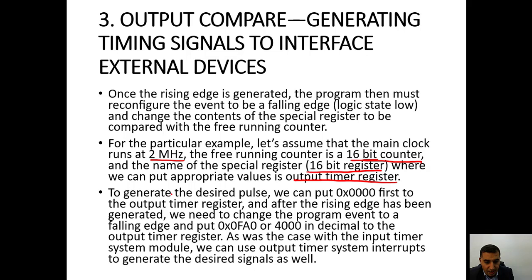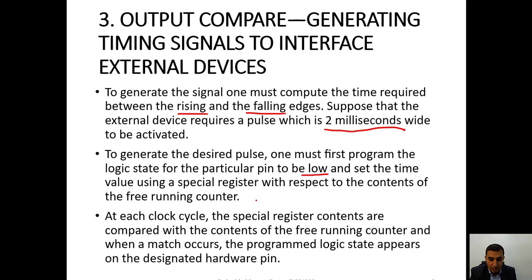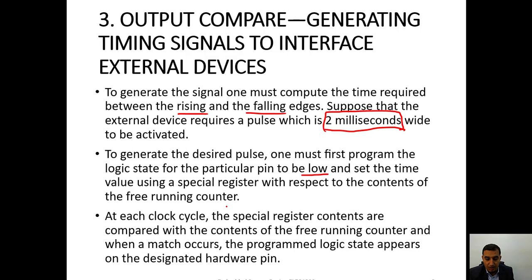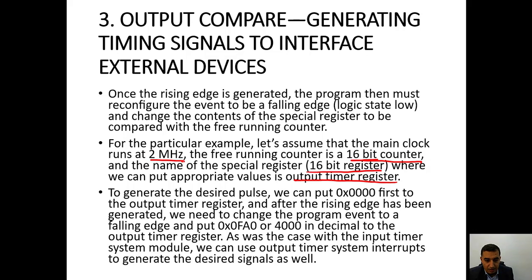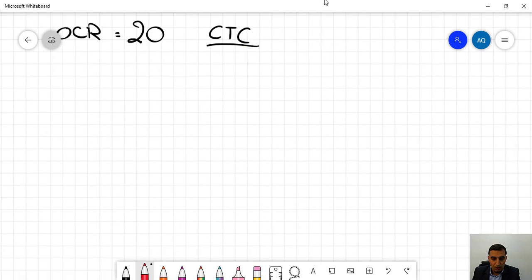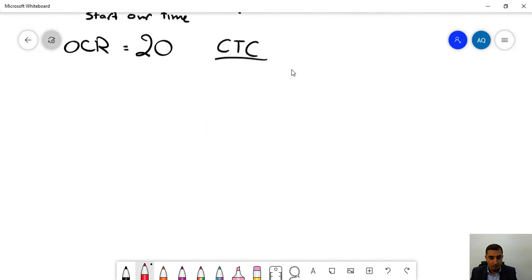Okay, to generate the desired pulse, remember we want to generate a 2 millisecond pulse, using a 2 megahertz frequency, 16-bit timer counter. So if we do the calculation, what we want to do is, yes.